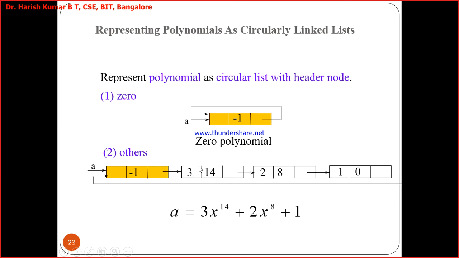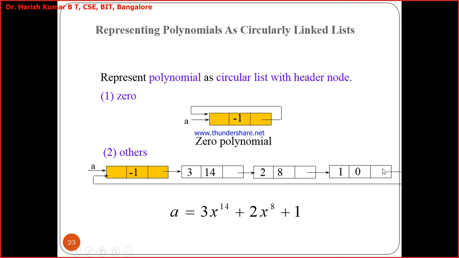In this next node, it has the coefficient of the first term of my polynomial, that is 3, and the exponent of my first term, that is 14, and this field holds the address of the next node. The next node has the coefficient 2 and the exponent 8, and this field stores the address of the next node. And this is 1, the coefficient, and there is no exponent here, so it is something like x to the power 0. x to the power 0 is nothing but 1. Now I am writing the exponent as 0.